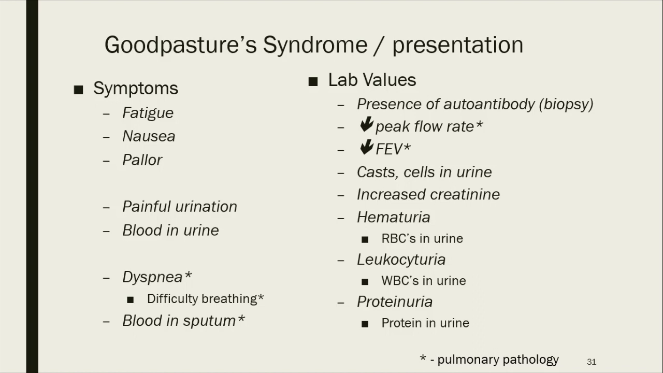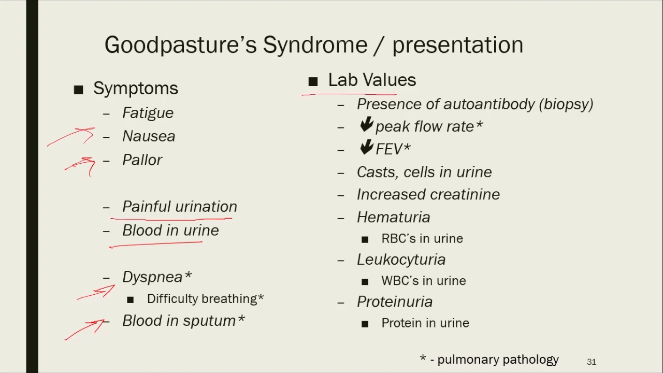Alright, when you have this syndrome, what kind of symptoms are being presented in general? So there's fatigue, nausea. Those are pretty not specific. Painful urination, because your kidney is inflaming, and also blood in the urine. When damage occurs in the lung, you have associated symptoms such as difficulty breathing and potentially coughing up some blood.